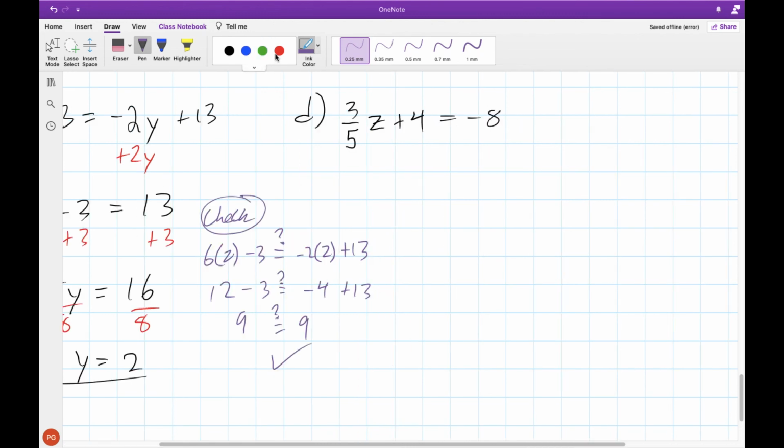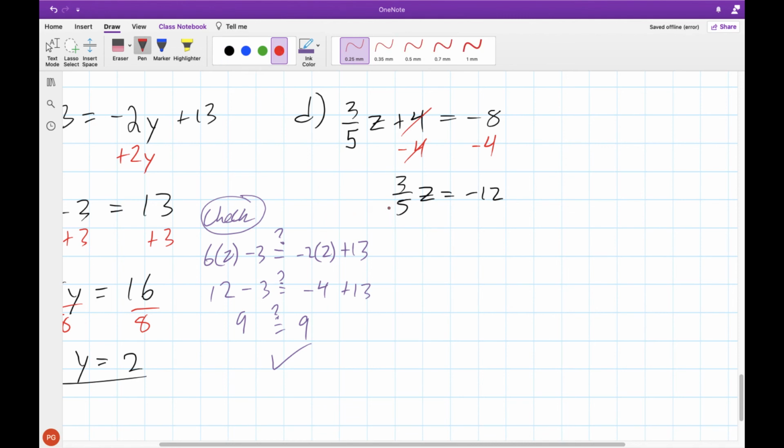Finally, for this one here, we've got this fraction here, but now we've got an extra complication because we've got this positive 4 next to it. But just like any other example, we ought to get all of our numbers onto one side, all our variables on the other. So here we're going to start by subtracting 4 from both sides to get rid of this. Negative 8 minus 4 gives us negative 12.